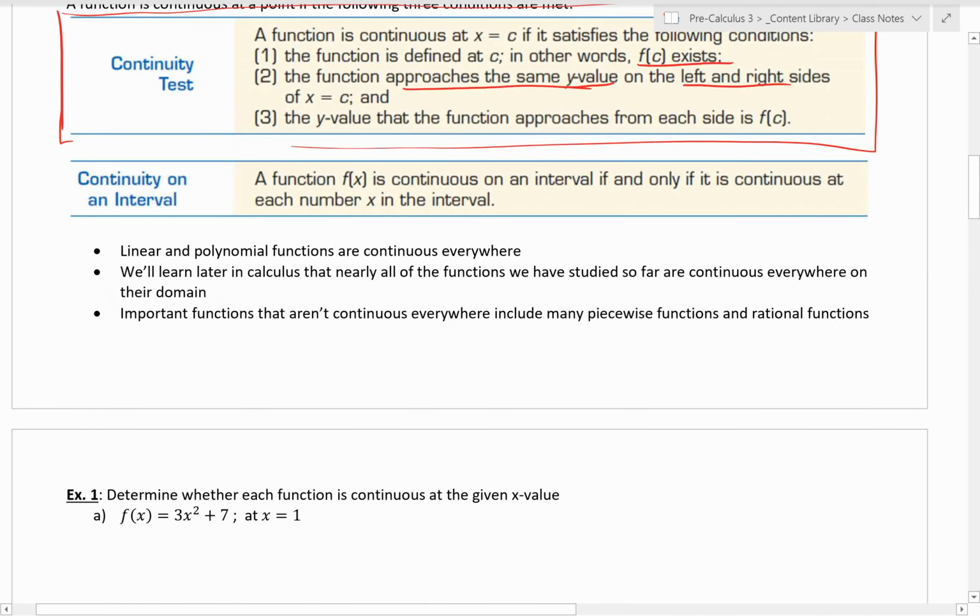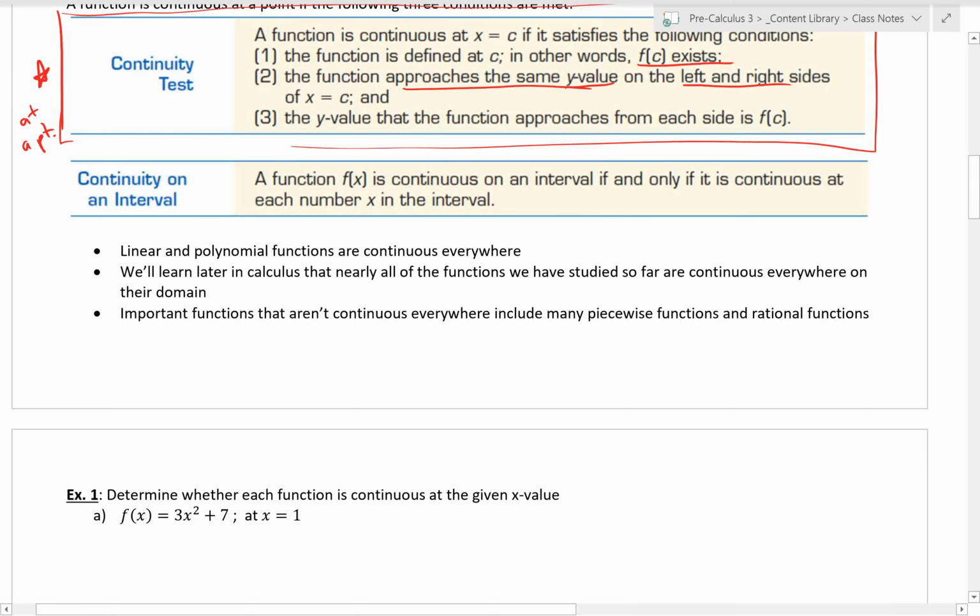We would say a function is continuous on an interval if and only if it is continuous at every number x in the interval. So this test is determined at a point, and if it's continuous at all points on an interval, then we can say the function is continuous.